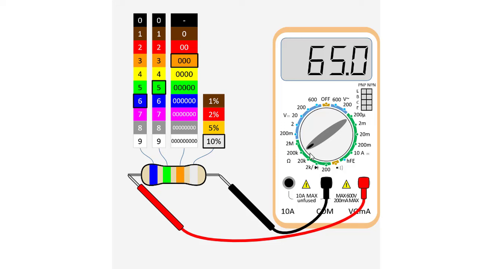Then this range is for measurement of small resistance, and this range is for measurement of big resistance. This 200 ohm can measure the resistance up to 200 ohm. Then this 2 kilo ohm measures the resistance up to 2 kilo ohm, and likewise.